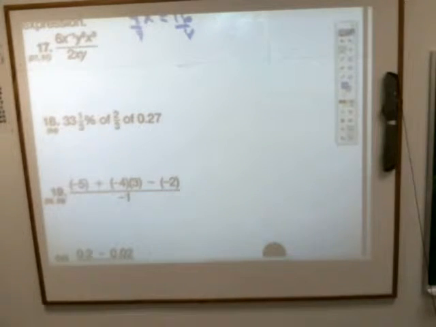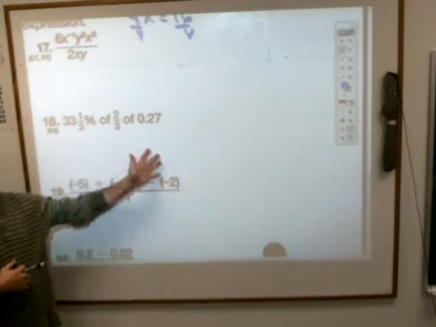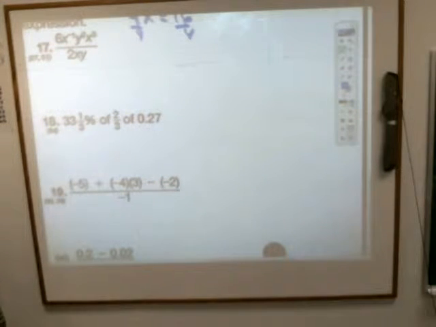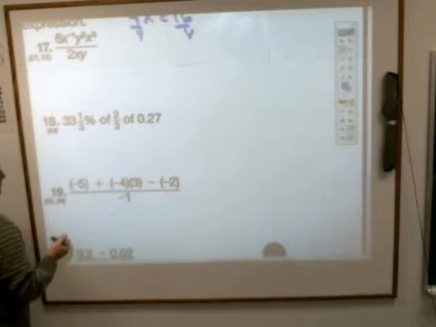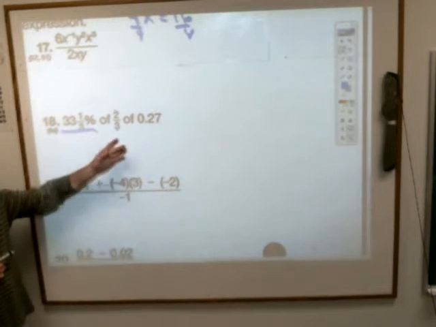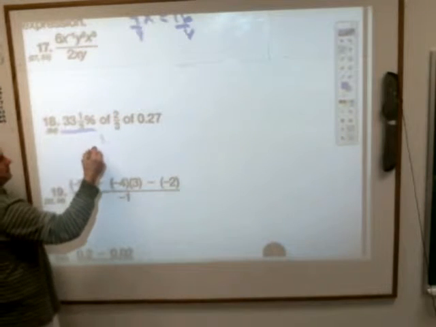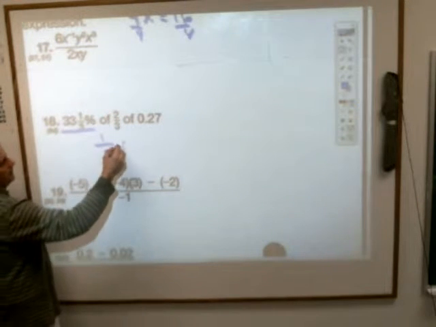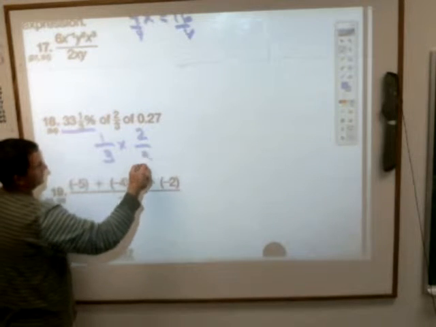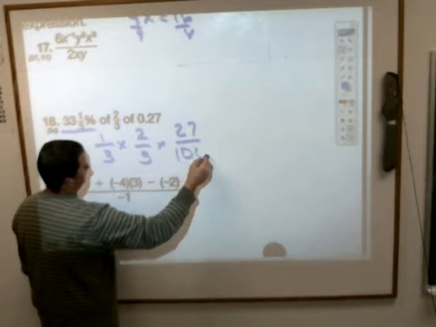You can change it to 1/3 times 2/3. Right. You've got to pick a standard form to make them all in. You're either going to make them all decimals, fractions, or whatever. In this case, fractions are your best bet because 33 1/3 does not turn into a decimal very well, nor does 2/3. So 33 1/3% is the fraction 1/3. And then you have the fraction 2/3. And then you have 27 over 100.